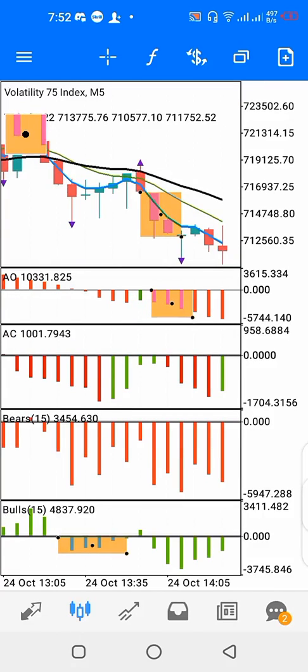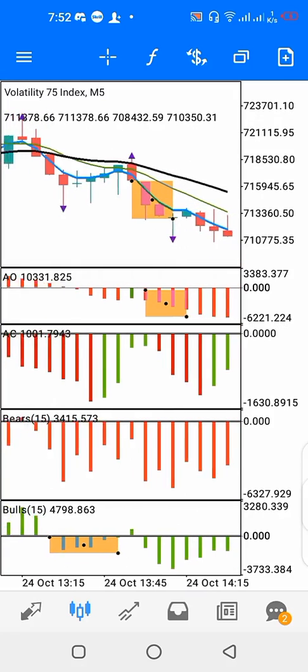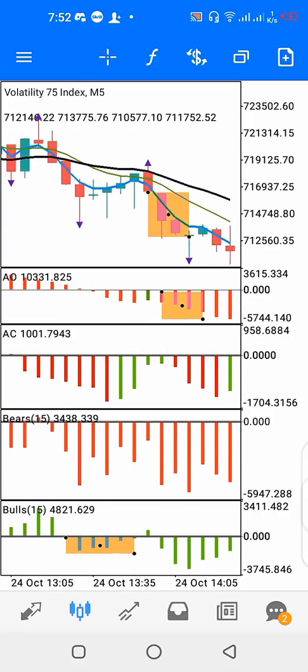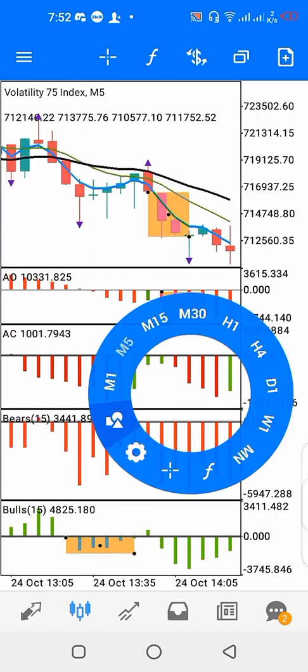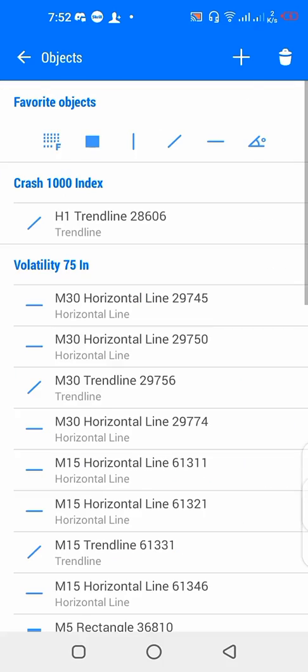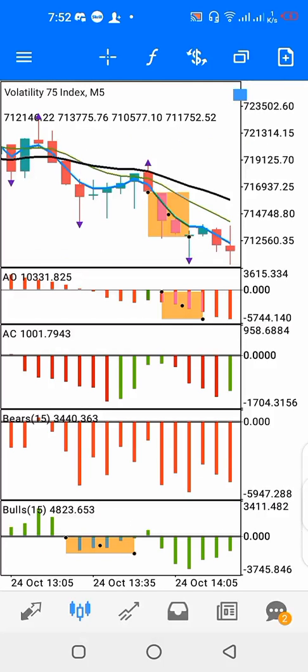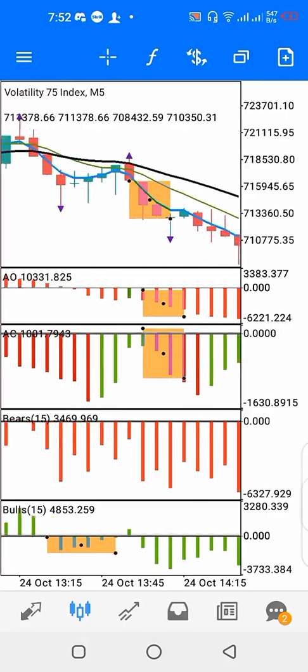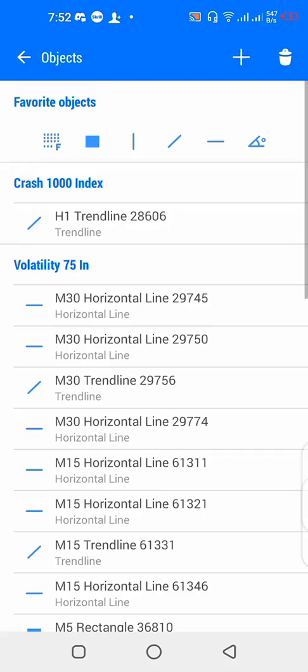Then the awesome oscillator window: are the awesome oscillator bars forming below the zero level, and are they red in color? That is a good sell signal for you. Same with the accelerator oscillator indicator. Is it turning red? Is it forming below the zero level? That's your sell signal.